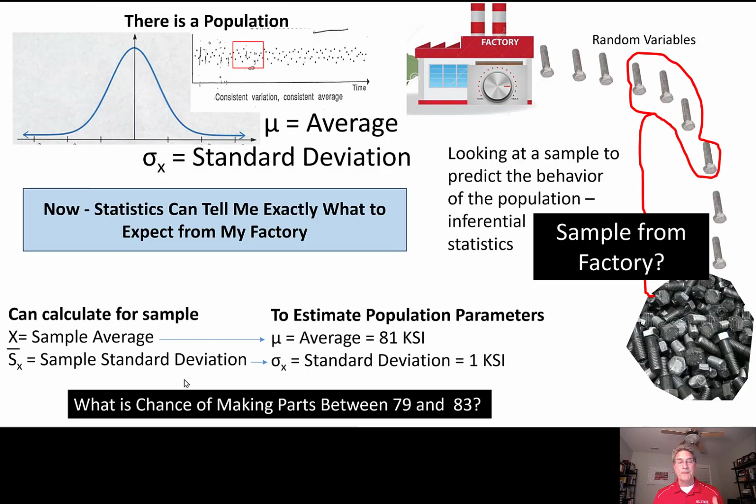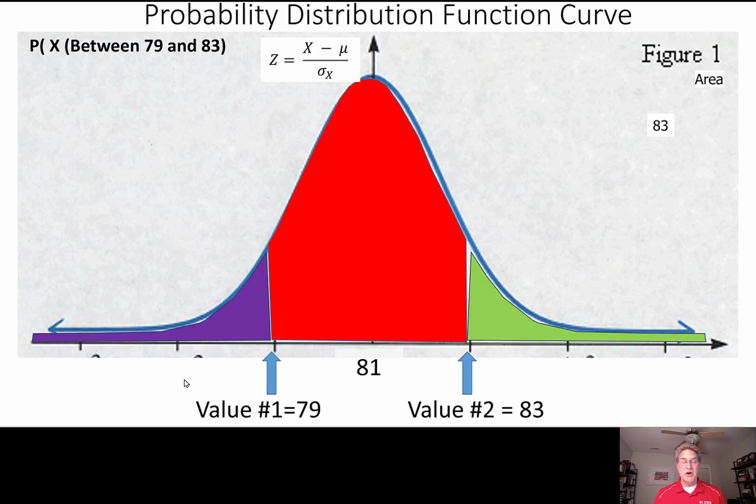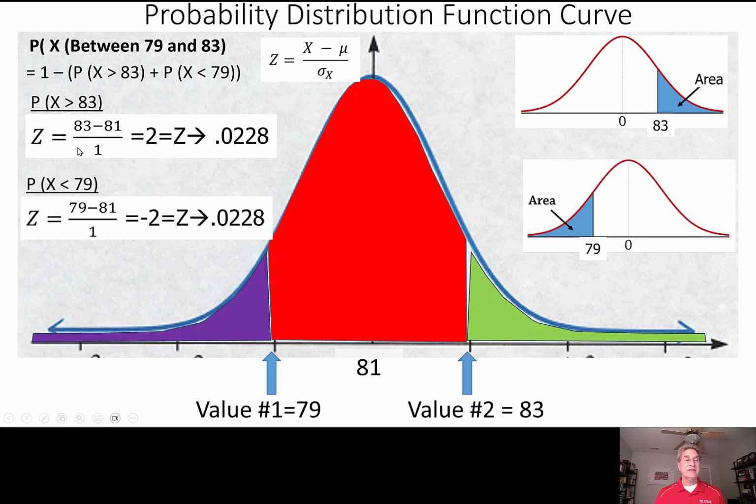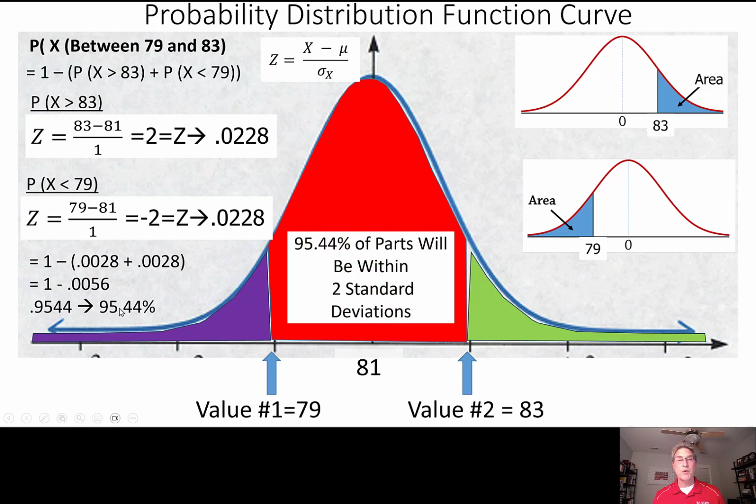Now let's work one more. Probability greater than 79, less than 83. So in between 79 and 83. So here's what I'm going to do. I'm going to solve it on this. So that's going to be 1 minus the green area, probability greater than 83, minus the purple area, less than 79. Remember, 1 minus the whole is what's left. That's this area in between. So probability x greater than 83, we just worked. It's 0.0228. Probability less than 79, same z value. And we subtract those, it's 99.54%. Now wait a minute.